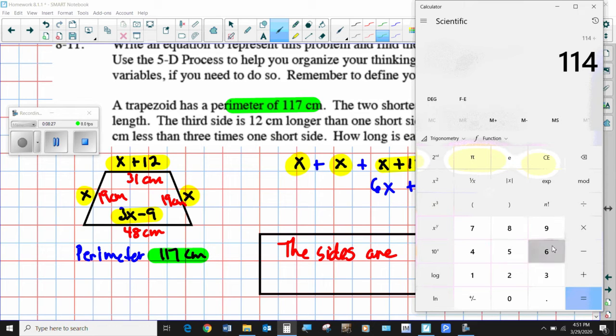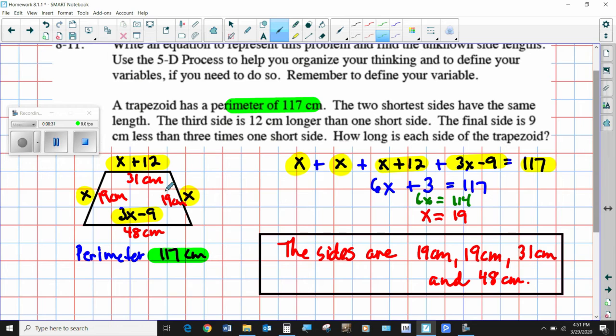And now just take 114 and divide it by 6. 114 divided by 6, and you get an answer of 19. So that means this side right there has to be 19, which means this has to be 19, which means that needs to be 12 more than 19. And then you're going to take 19 times 3, which is 57, and then take away 9 from that, and that would give you 48. Add up those 4 numbers.